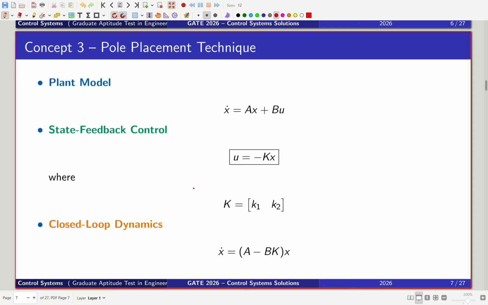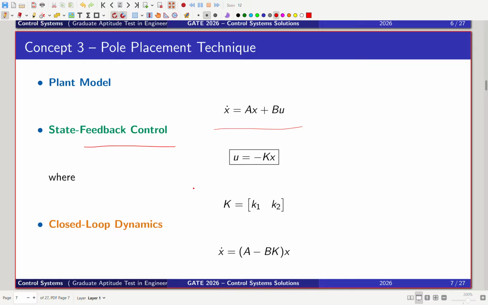Here x dot is equal to Ax plus Bu, and u is equal to minus Kx. I'm just stating the pole placement technique too; for this given question it is not necessary, but we should know the related concepts. Generally they can give the state space as well, with minus Kx as state feedback control, and they can ask this question that way. So u is equal to minus Kx.